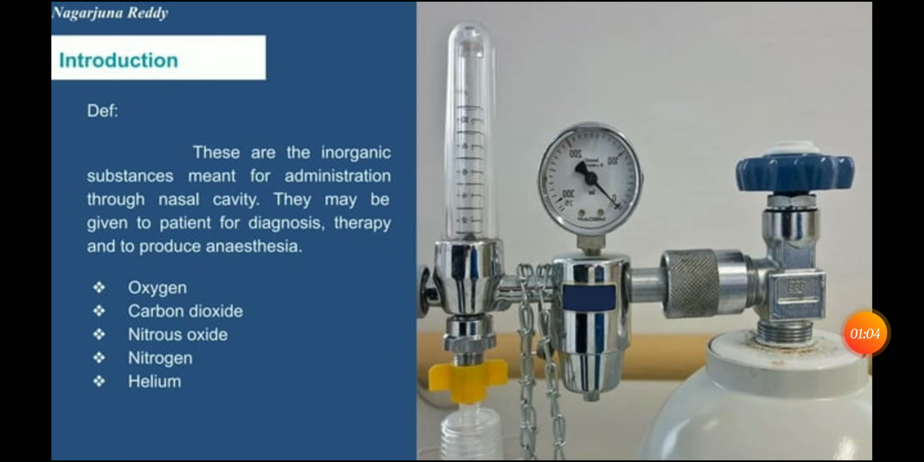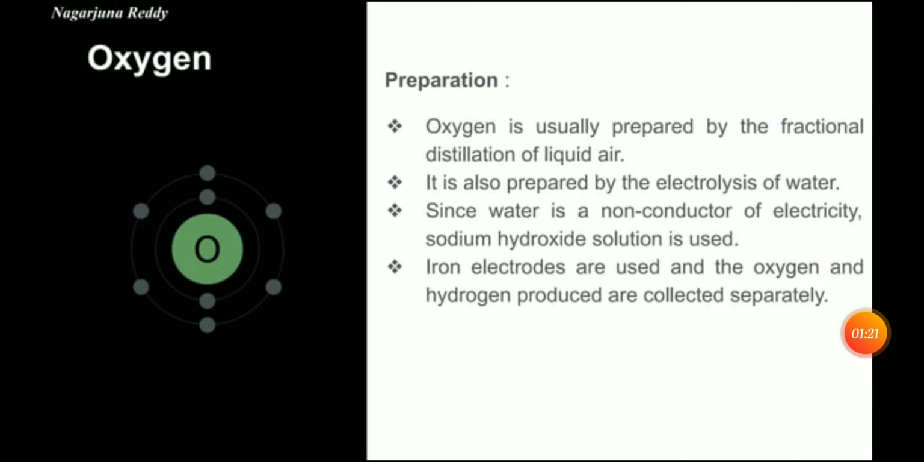What are the different medicinal gases? There are five main medicinal gases: oxygen, carbon dioxide, nitrogen, nitrous oxide, and helium. These are the five basic medicinal gases. Next is oxygen. What is oxygen? First of all, we'll see the oxygen.